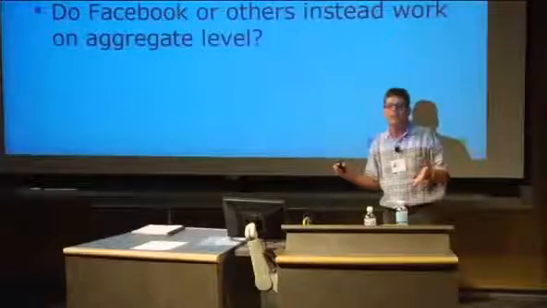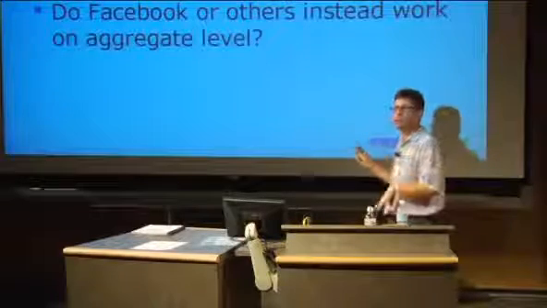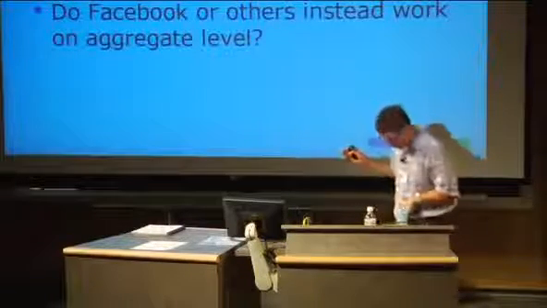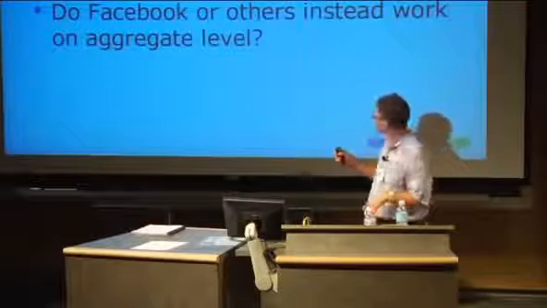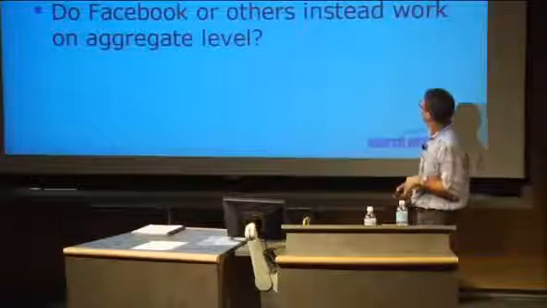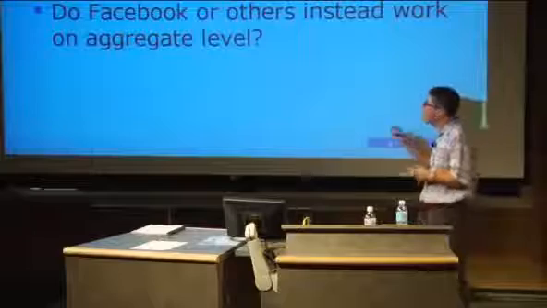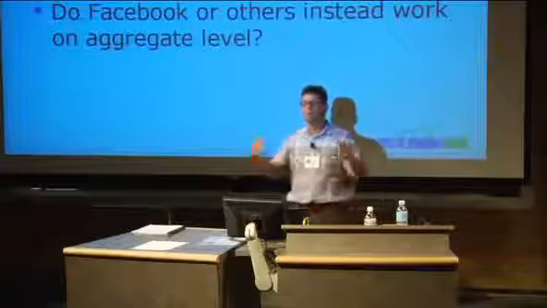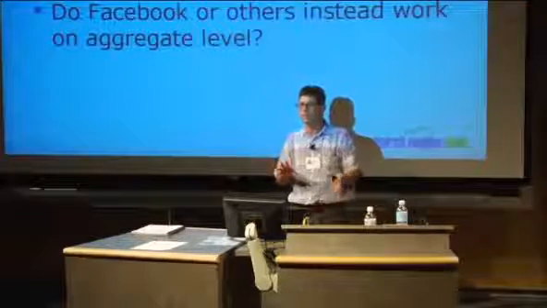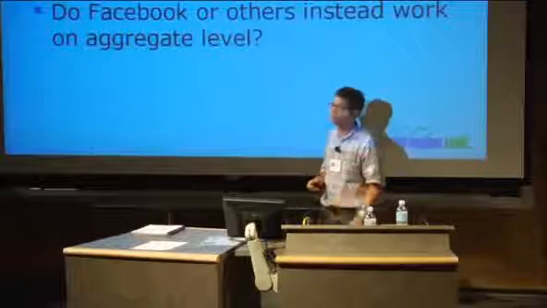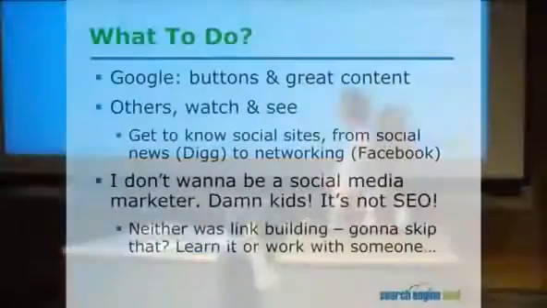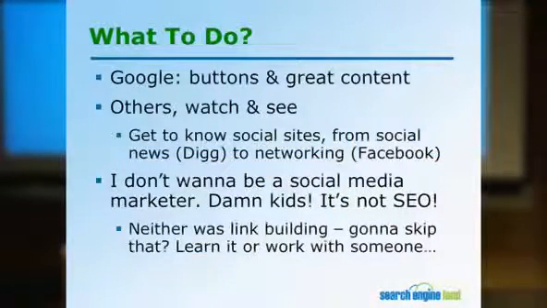Anyway, there are problems with this. There are problems with why I don't really expect it to go the way some people forecast. And the other thing is, maybe they'll work on an aggregate level. Maybe they will look at what people within the Facebook environment are doing, and maybe that'll be a more trusted environment than the whole web. I don't think so. So what do you do with this whole Search 4.0 stuff? Buttons and content and buttons. For what's going on with the social graph and everything, honestly, it's just watch and see.